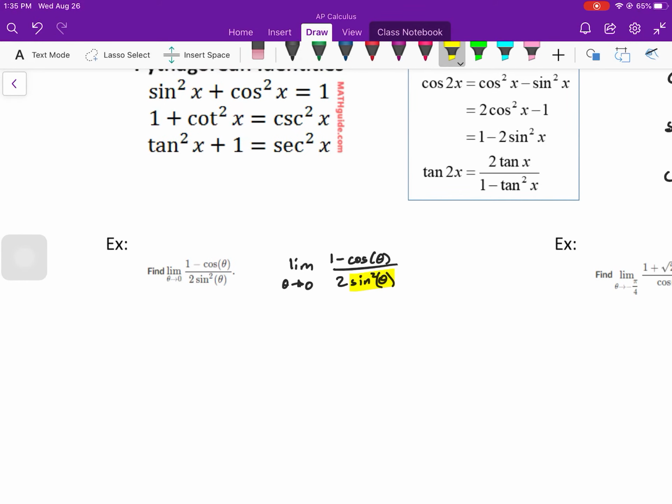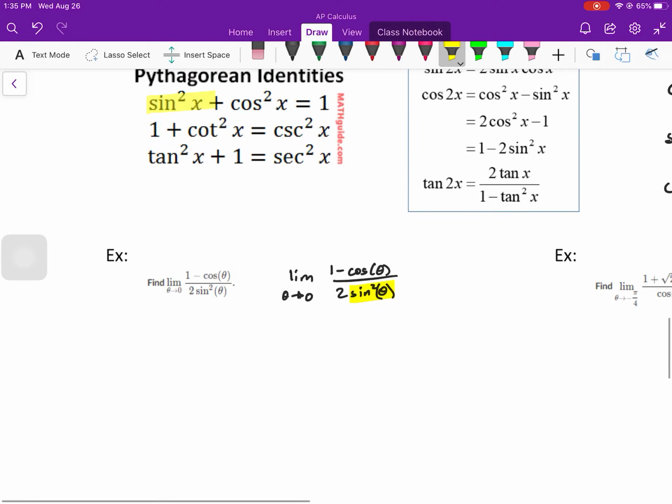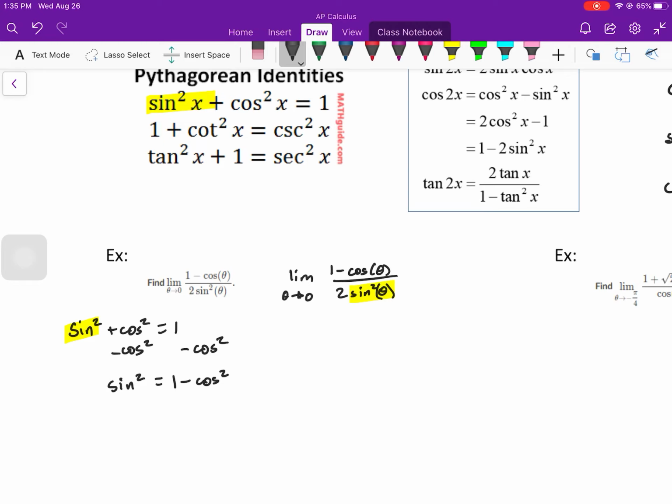So I'm looking at this to start, and I see sine squared theta. So I'm going to go ahead and use that Pythagorean identity. Sine squared plus cosine squared equals 1. And I'm going to solve for the sine squared by subtracting the cosine squared to the other side. So sine squared is going to equal 1 minus cosine squared. So that's what's going to get substituted in. 1 minus cosine squared, I keep highlighting sine squared, but that's going to get substituted in right there.